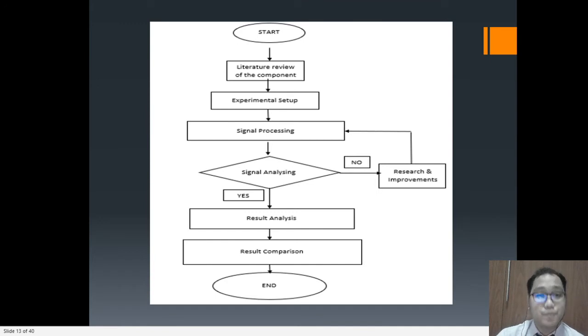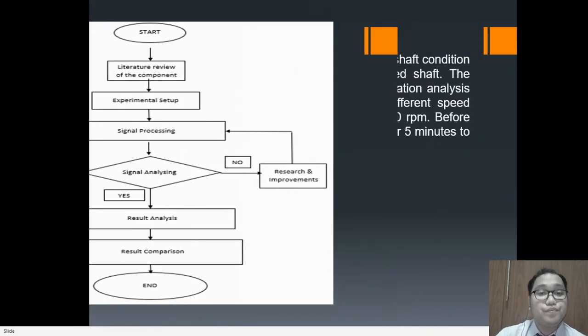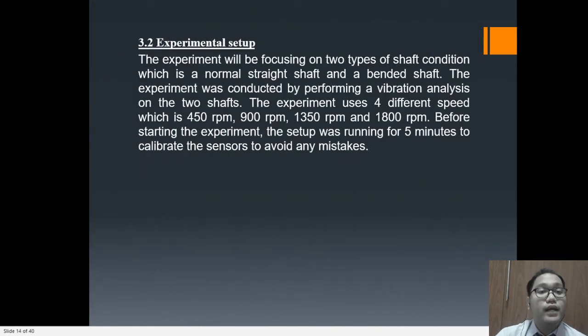This is the flowchart for this experiment. Next is the experimental setup. The experiment will be focusing on two types of shaft condition, which is a normal straight shaft and a bent shaft.